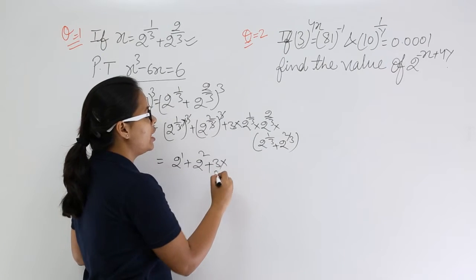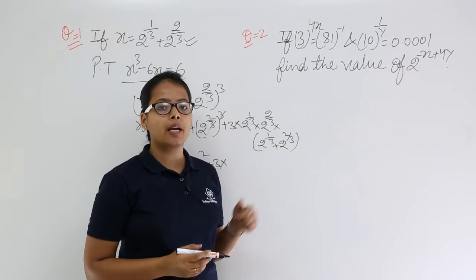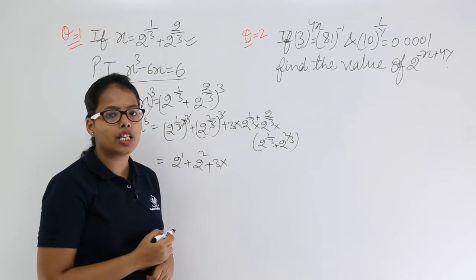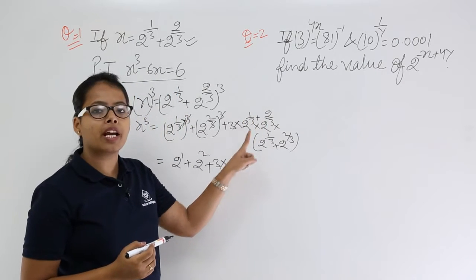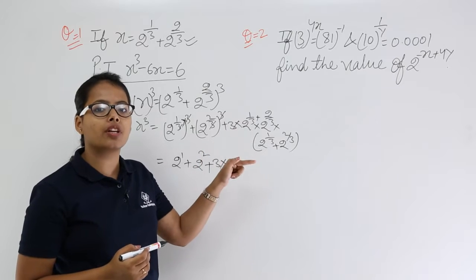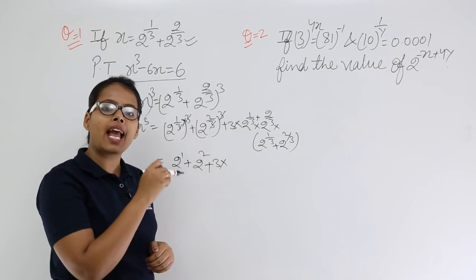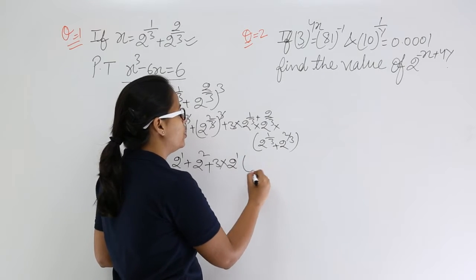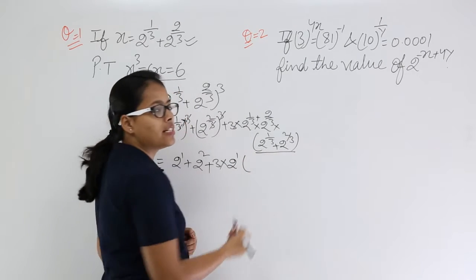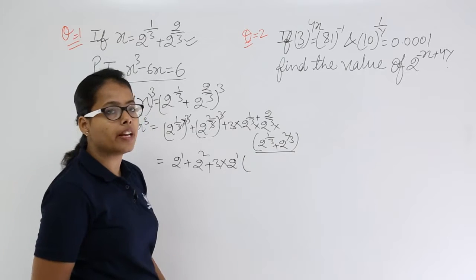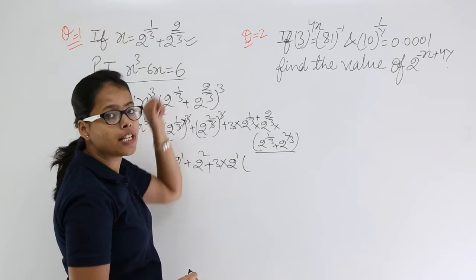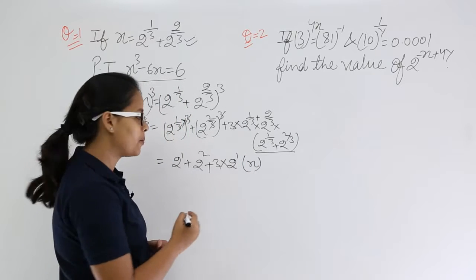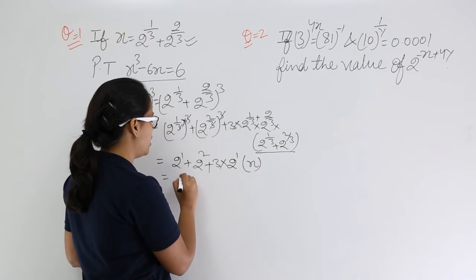Here 3 will cancel 3 and then you will be left with 2 to the power 2. Here 3 into, as you can see, the bases are the same, so you are going to take the sum of these two powers. 1 by 3 plus 2 by 3, you will get 3 by 3. 3 will cancel 3 and you will get 1. 2 to the power 1, you can replace this value with x because you know that x is equal to this. Now solve this expression further.